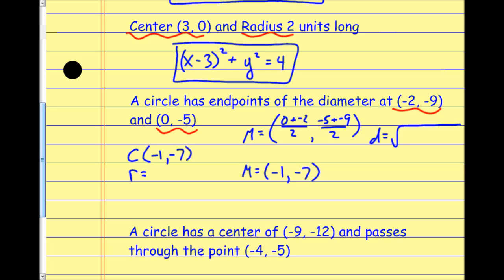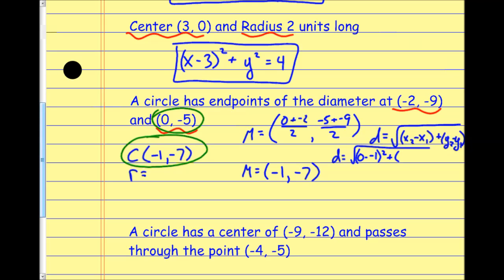So here, this is going to be x sub 2 minus x sub 1 plus the y sub 2 minus y sub 1. And so when I start plugging these values in, my x values, again, I'm finding the distance between, I'm going to use this point, the 0, -5, and I'm going to use my center. So when I do this, I've got 0 minus a -1 squared plus, here I have -5 minus a -7 squared. And I'm just going to keep simplifying this thing.